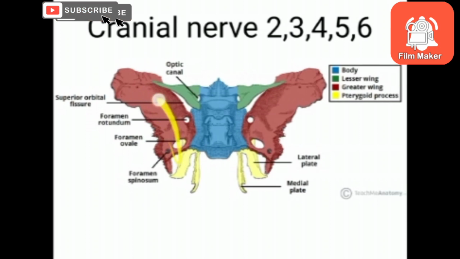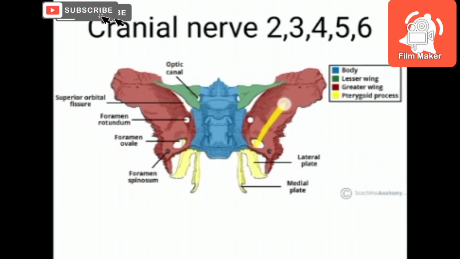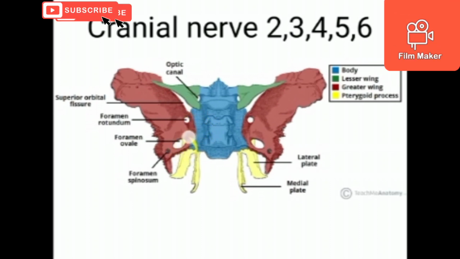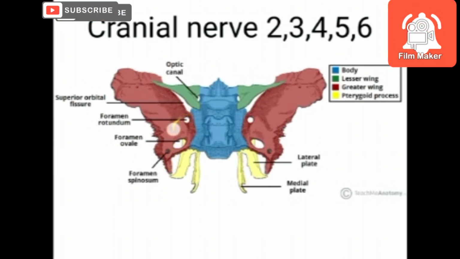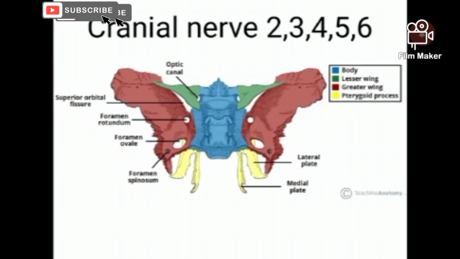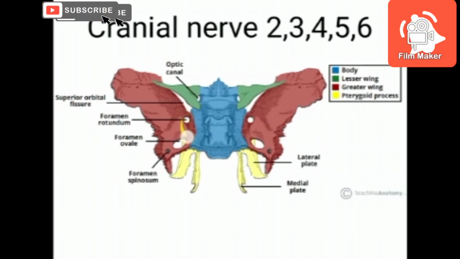Now, as I said, this is the greater wing of the sphenoid. In the greater wing of the sphenoid, we can see the foramen rotundum, foramen ovale and foramen spinosum. Through the foramen rotundum passes the second division of the trigeminal nerve, that is the maxillary division. This foramen rotundum is a circular hole in the sphenoid bone. It connects the middle cranial fossa and the pterygopalatine fossa.